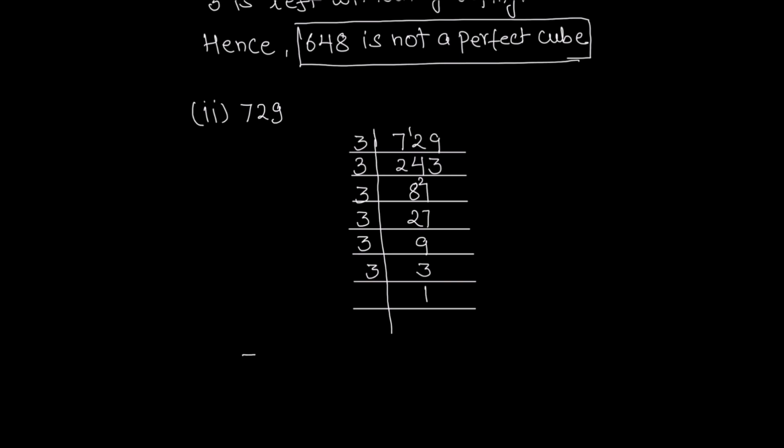Let's write the number in terms of its prime factors. So 729 will be 3 times 3 times 3 times 3 times 3 times 3. Now to find whether the number is a perfect cube or not, we need to group the numbers in terms of triplets. We need to group 3 factors together. So that's 3 times 3 times 3 is one group, and 3 times 3 times 3 is the second group. So there's no other number left. Hence 729 is a perfect cube number.